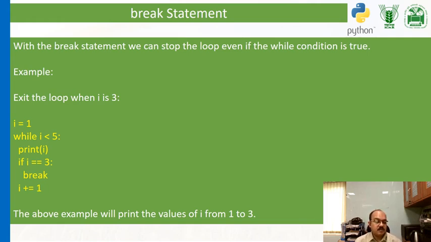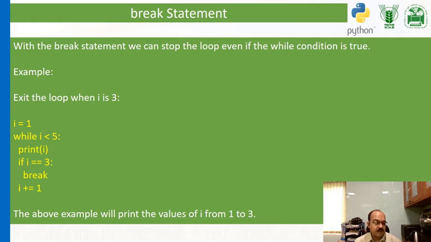So i = 1, while i < 5, print i, if i == 3, break, i = i + 1. So what will happen? It will first check the while condition, i is less than 5. The value of i is initialized with 1. So 1 is less than 5, so the value of i is printed as 1. Next 2 will be printed. Then 3 will also be printed as it is less than 5.